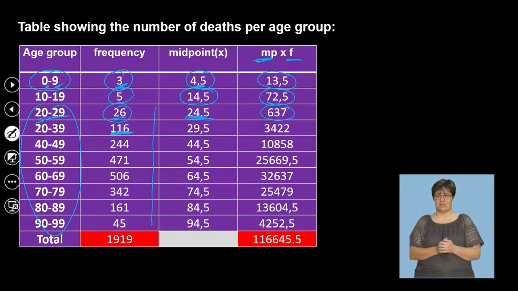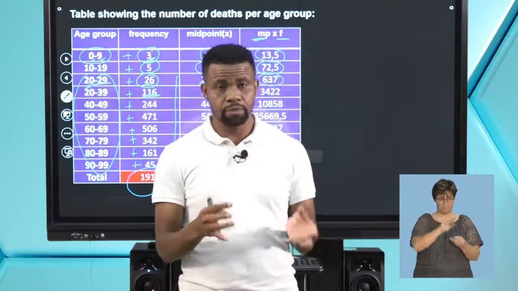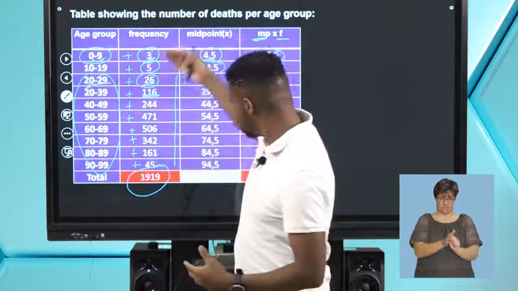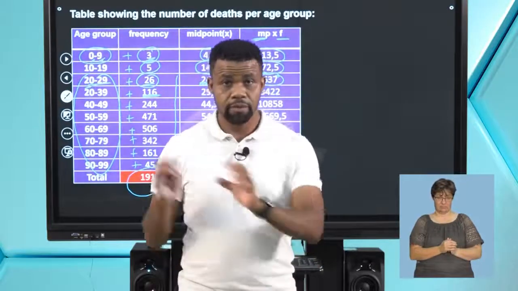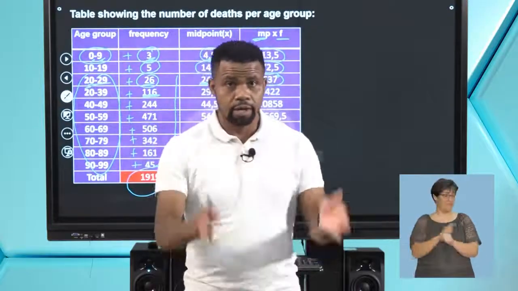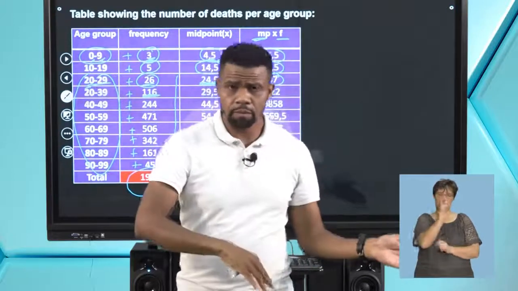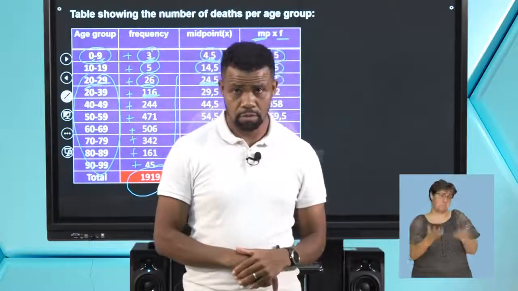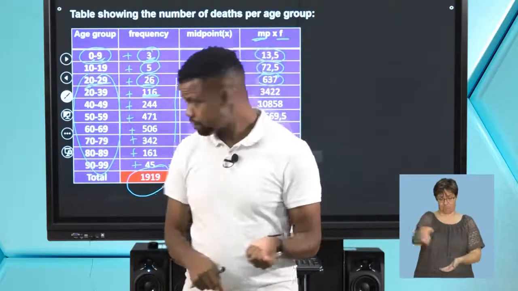Now we add all the frequency. If we add all the frequency, it gives us 1919, that is the total number of people who died from COVID-19 if we add everything. Remember, this is not the whole year. It was 2 weeks, probably 3 weeks or a month of data collection.